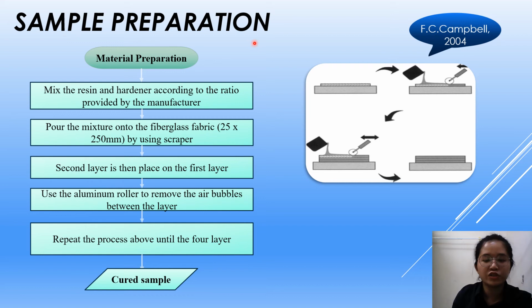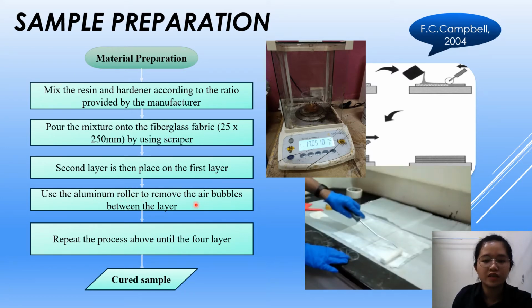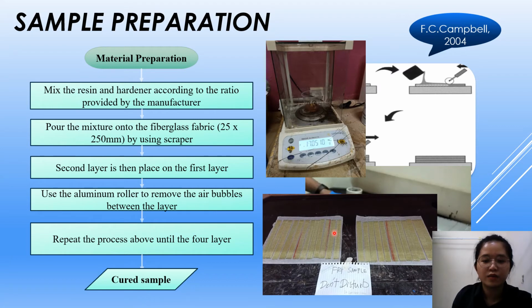For sample preparation of FRP composite, we are using the wet layout method. First, we mix the resin and hardener according to the ratio provided by the manufacturer. Next, we pour the mixture onto the fiberglass fabric by using a scraper. The second layer is then placed on the first layer, and the aluminium roller is used to remove the air bubbles between the layers. The process is repeated until there are 4 layers, and lastly, we cure the samples overnight at the room temperature of the material lab.